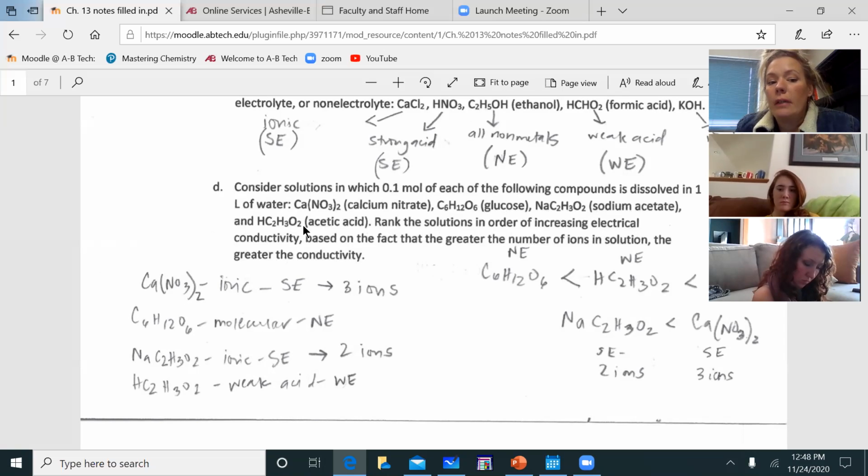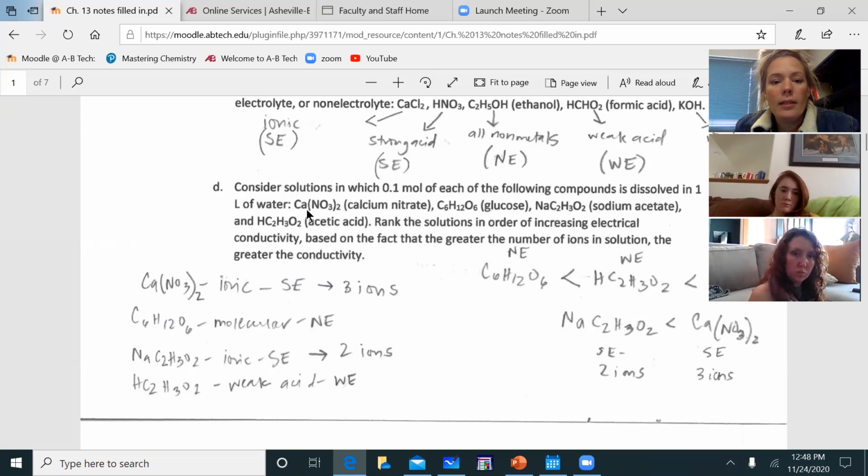Rank the solutions in order of increasing electrical conductivity based on the fact that the greater the number of ions in solution, the greater the conductivity. So the more ions you can get, the easier it's going to be to have an electrical current. So obviously if you have no ions, you're not going to conduct anything. So of these, right here in glucose, I can see that there are no metals in there. It's all non-metals. So right off the bat, I know that's a molecular structure. That is not going to conduct any sort of electricity. So right here, we've got the glucose. We're going to say molecular, and there are no electrolytes. So that's going to be the lowest.